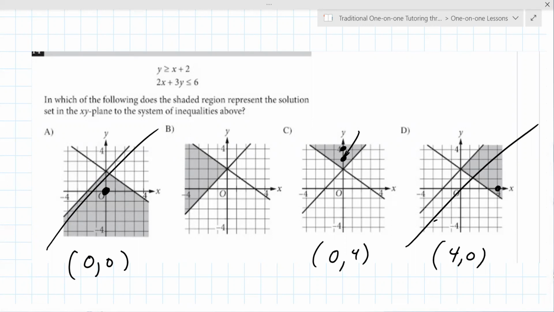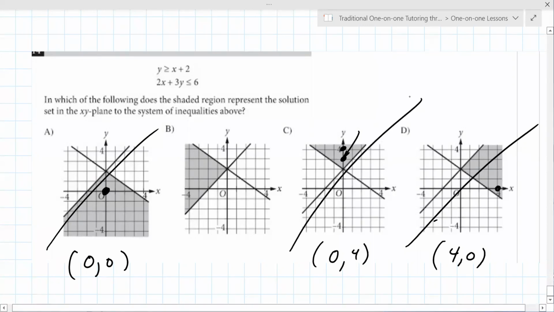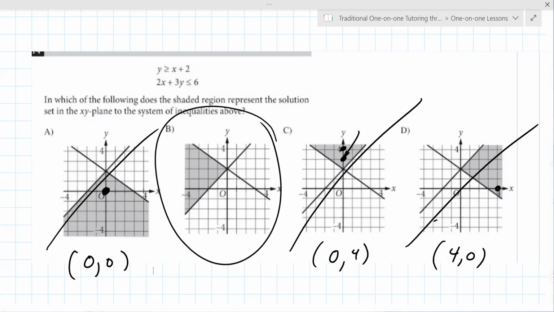Yes. And 3. No. So what's the answer? B. Do we need to check it? No. Unless the ACT is wrong. They're not wrong.